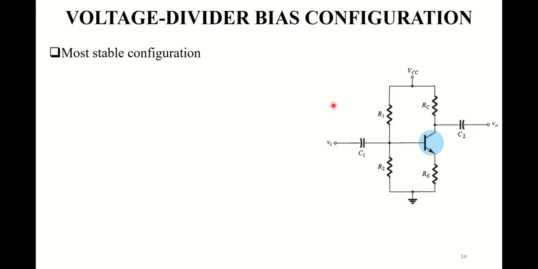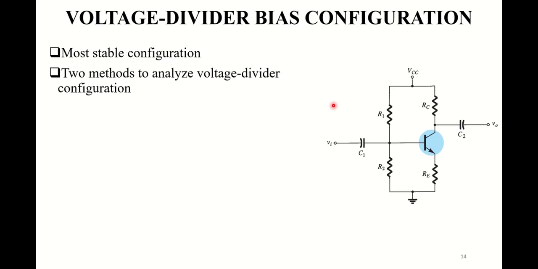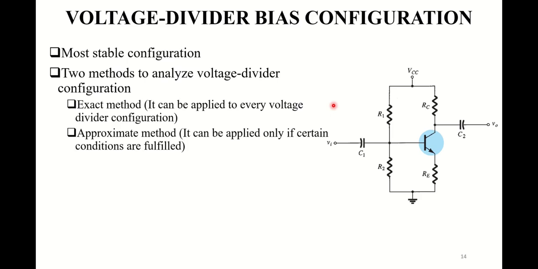There are 2 methods for analyzing a voltage divider bias configuration: the exact method, which can be applied to every voltage divider configuration, and the approximate method, which can only be applied if certain conditions are fulfilled. Now let us first discuss how we can solve a voltage divider configuration by using the technique of exact analysis. You should remember that in order to solve a circuit by using the technique of exact analysis, you should draw the Thevenin equivalent of a given circuit.